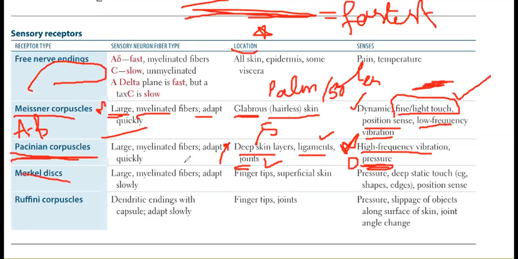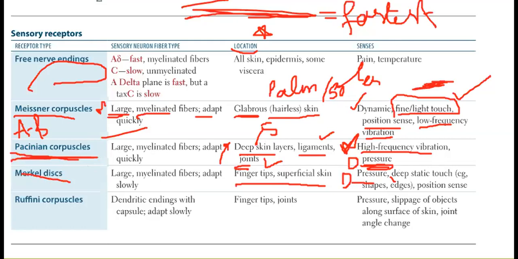Okay, and then you have this Merkel disc. In case of Merkel disc, the neuron fiber type is again the same. So Meissner, Pacinian and Merkel are exactly the same, okay. But then you see fingertips and superficial skin. Your fingertips, you can pinch the nail of your thumb to your index finger. You feel a slight pain, a pressure. But are you withdrawing? You can give more pain and pressure over here. But when you are constantly giving pressure and pain to your finger, then you will withdraw. So the receptors responsible are Merkel discs, okay. They are also for the deep pressure and the deep static touch. Example, shapes and edges or position sense, etc.